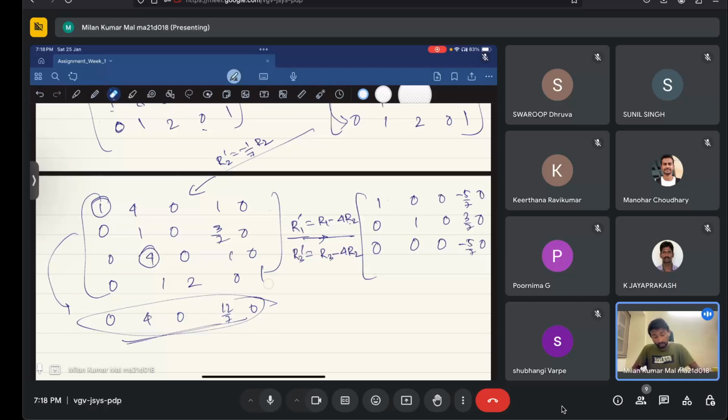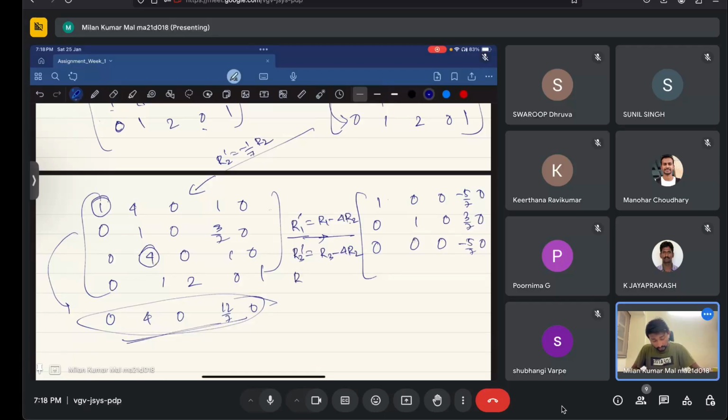And now we'll make 1 0 here. To do it, we just subtract: r4 dash equals r4 minus r1. Sorry, r2, how that 0 1 minus 1 0, 2 minus 0 is 0, and 0 1. This is the thing, right? This is the matrix we are getting.